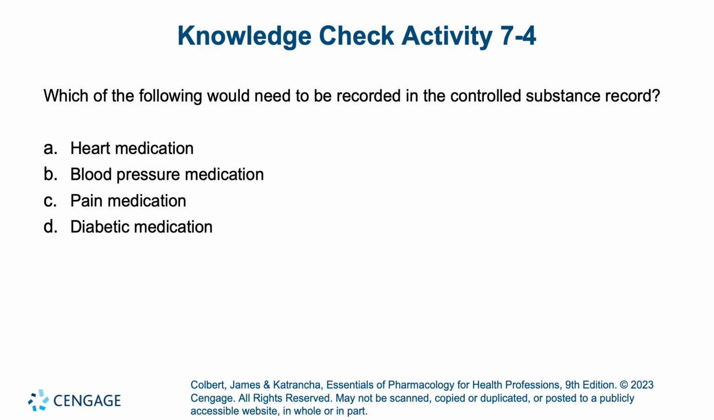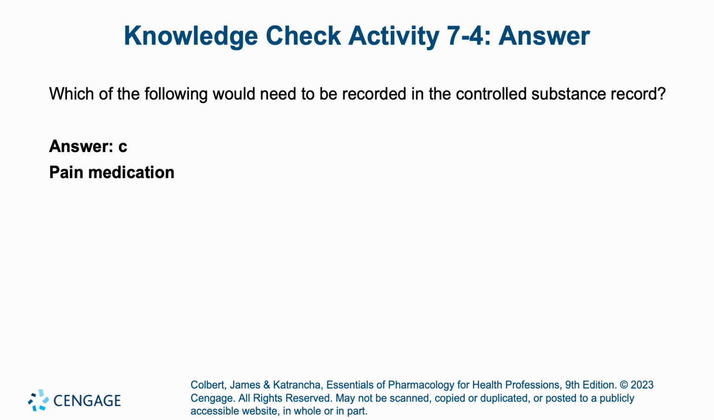Knowledge check. Which of the following would need to be recorded in the controlled substance record? A. Heart medication. B. Blood pressure medication. C. Pain medication. D. Diabetic medication. The answer is C. Pain medication. I don't love this question, however, because it's only narcotic pain medication. So not all pain medications are narcotic. Think of something like ibuprofen, right? That doesn't need to be witnessed, but something like morphine, fentanyl, Dilaudid, oxycodone, some of our narcotic medications, that will need to be recorded in a controlled substance record.